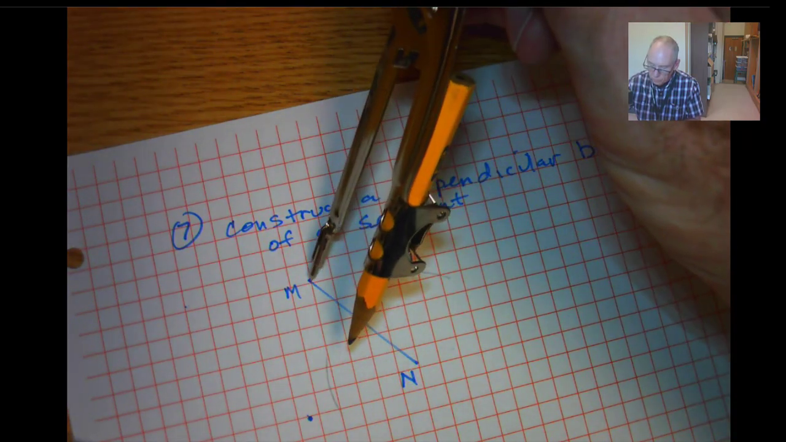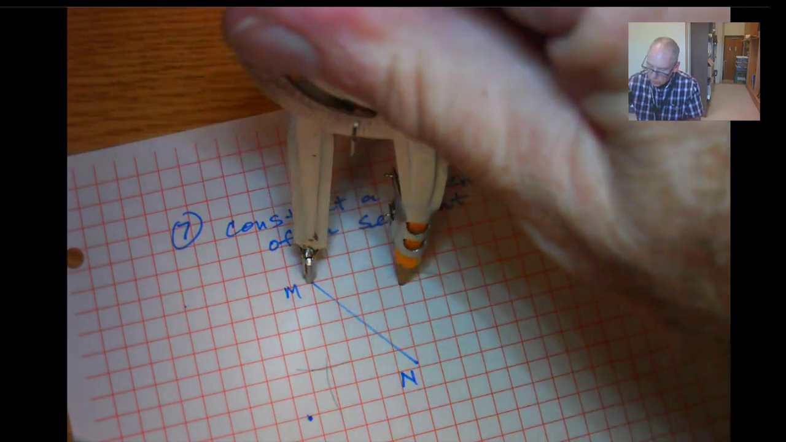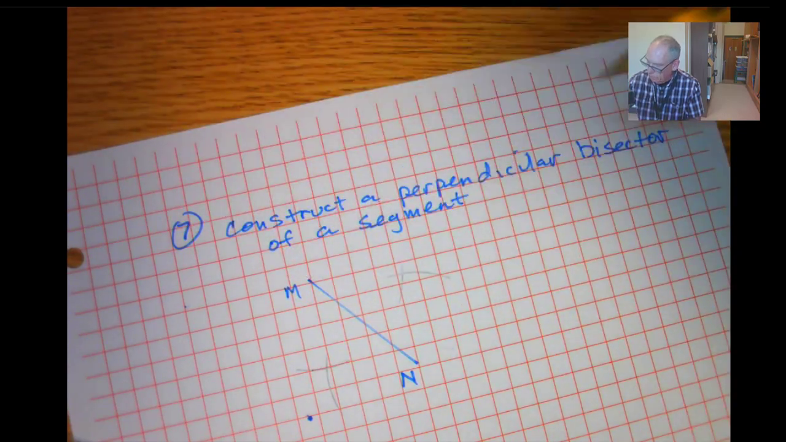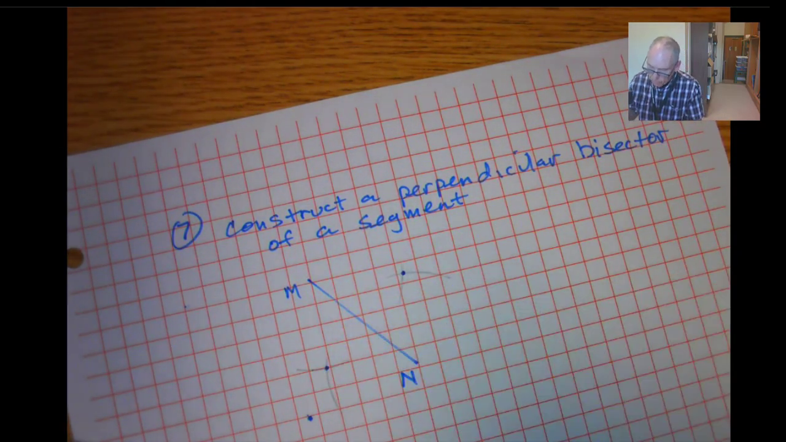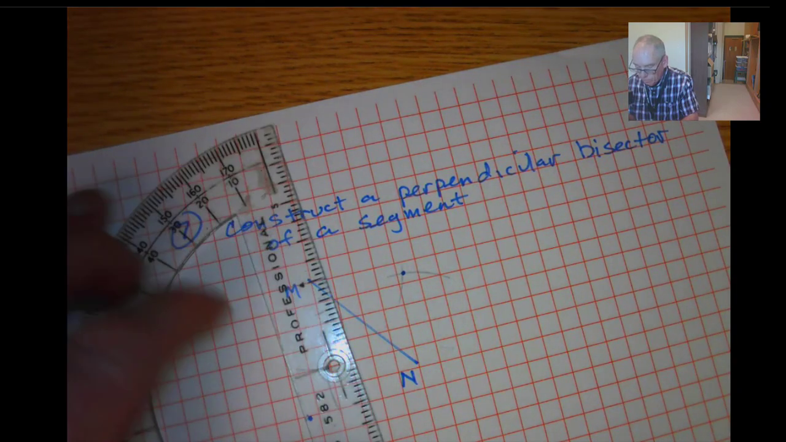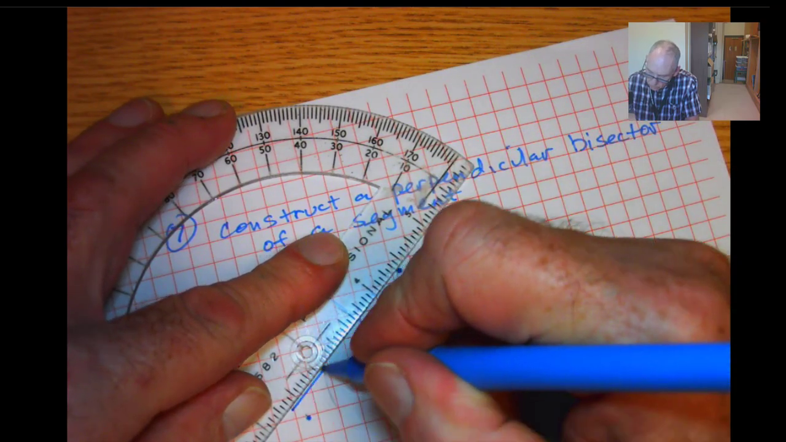And then from the other end, I keep the compass radius the same. I do the same thing from the other end of the segment, an arc on either side. Where those two sets of arcs cross each other gives me those intersection points. When I connect those together, that will give me a line that is perpendicular to that segment.